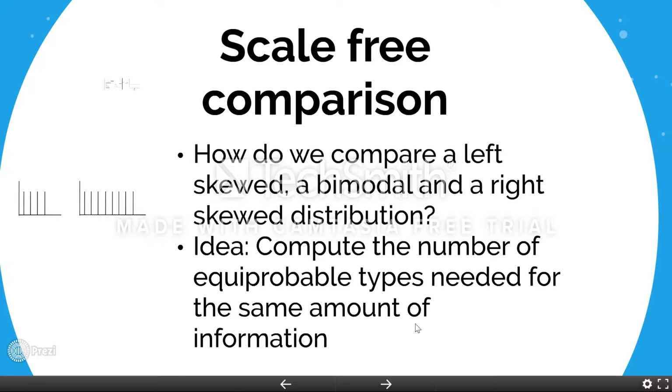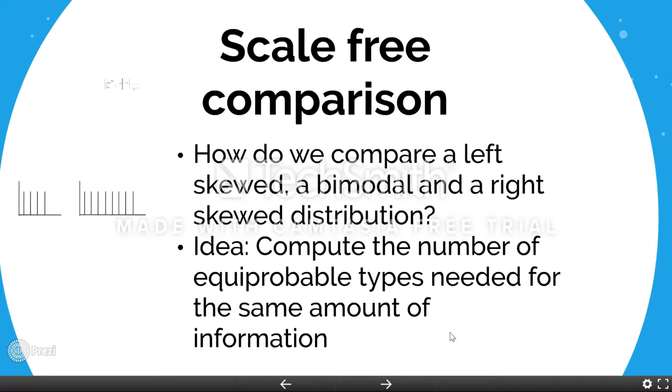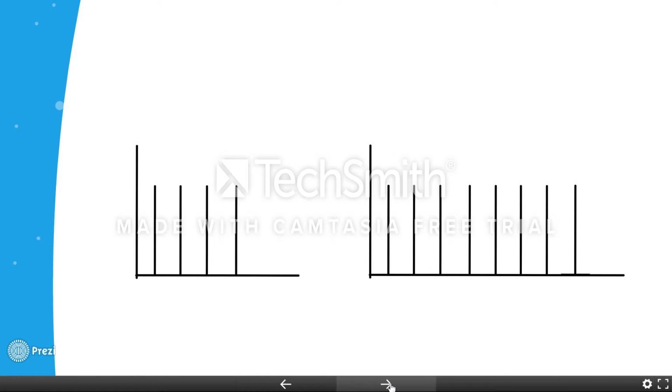But here's the idea we use. We use what is called the number of equivalent equiprobable types that are required to contain the same amount of information or Shannon entropy as the original distribution. So before we jump into what this exactly means, let's first try and understand what we mean by diversity.